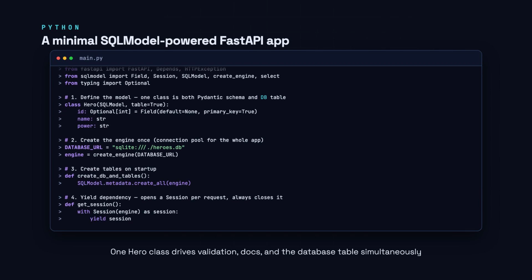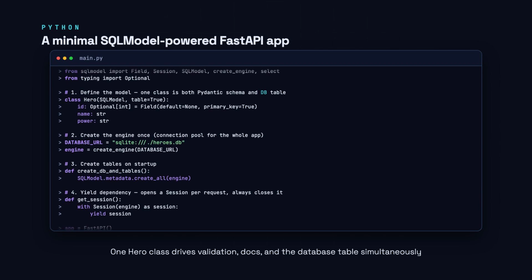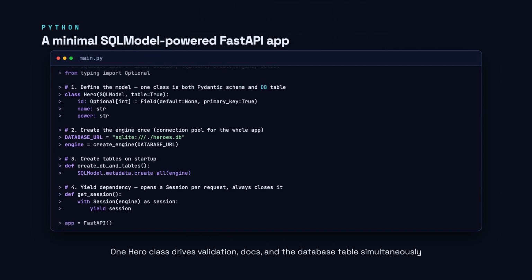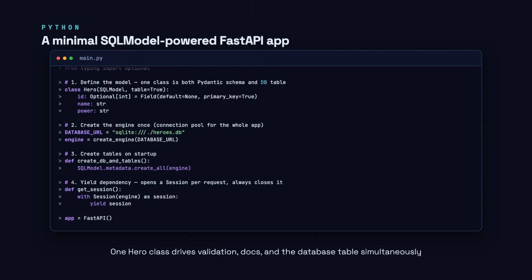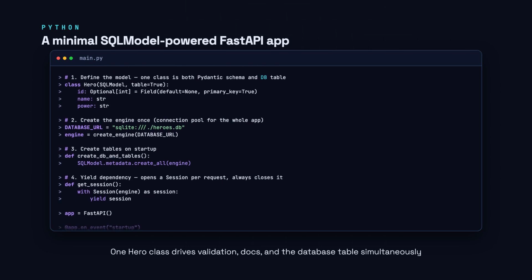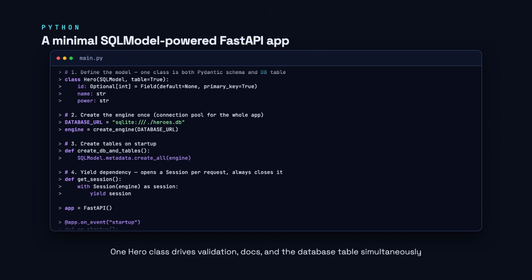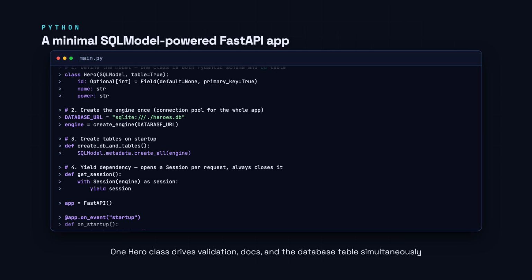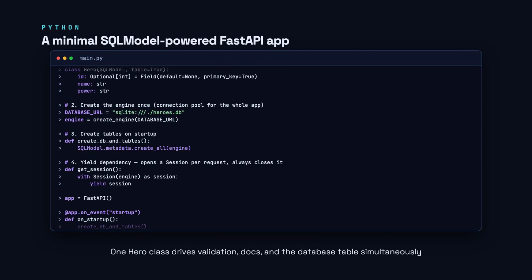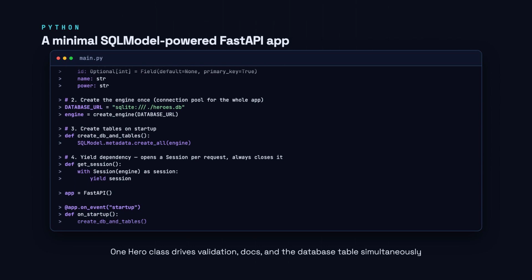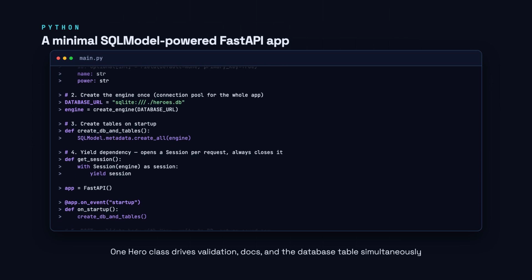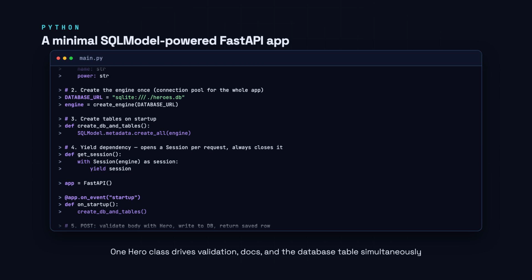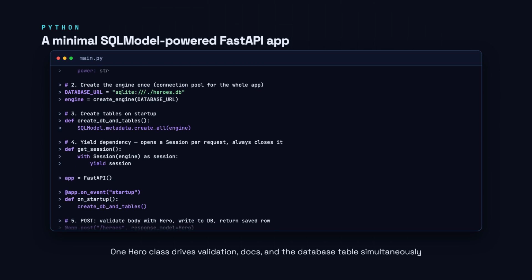The hero class inherits from SQLModel with table equals true. That single flag tells SQLModel to register this class as an SQLAlchemy table and keep Pydantic validation active. The id field has a default of None and is marked as the primary key, so the database generates it automatically. Next, we call create_engine once with the SQLite URL. This is your app-wide connection pool, created one time and reused.